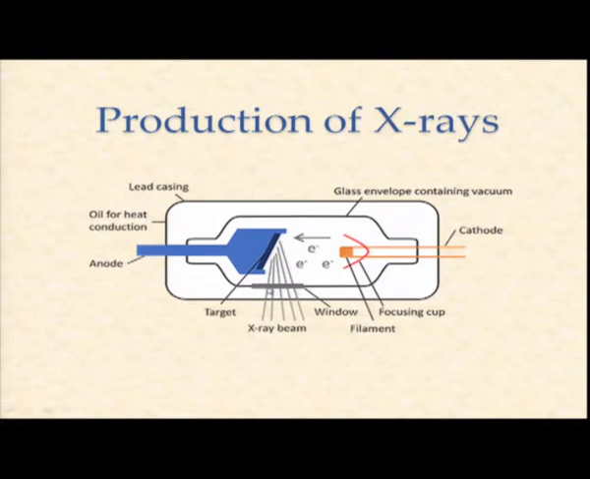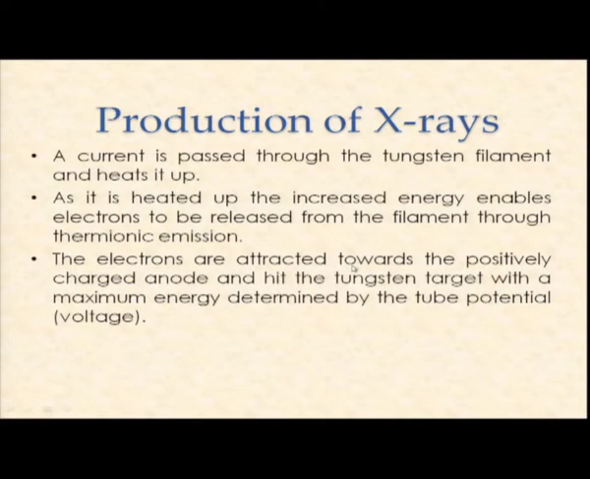This one is the window to receive the produced X-rays, and this is the target material which stops the fast moving or accelerating electrons, so that X-rays are produced. So this is the experimental setup, a schematic diagram of the experimental setup of X-rays.